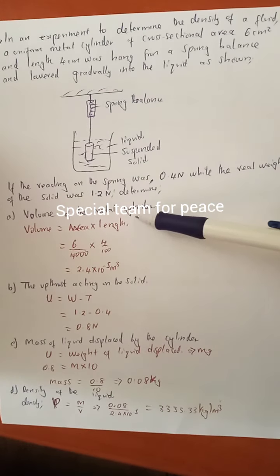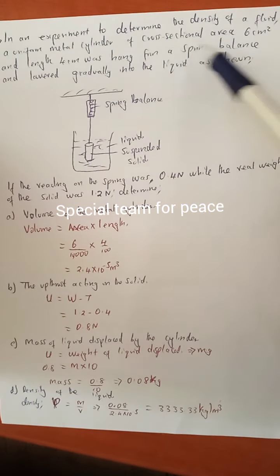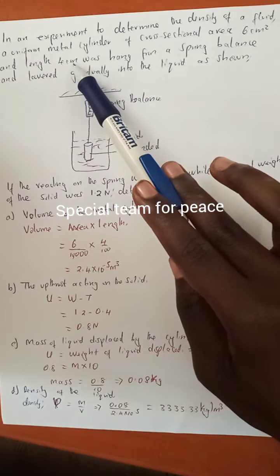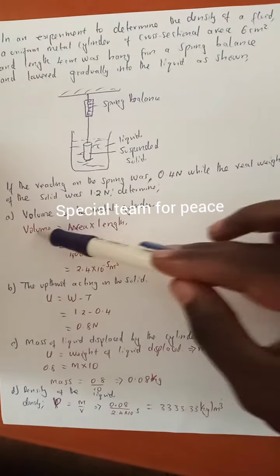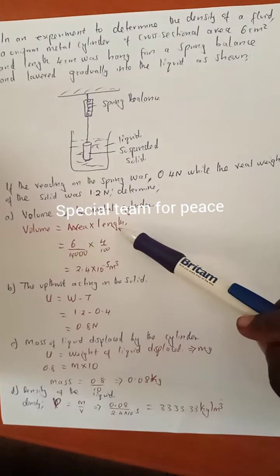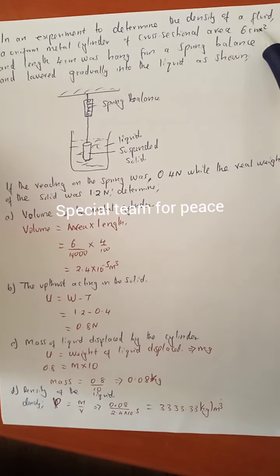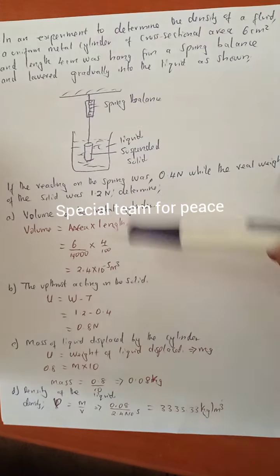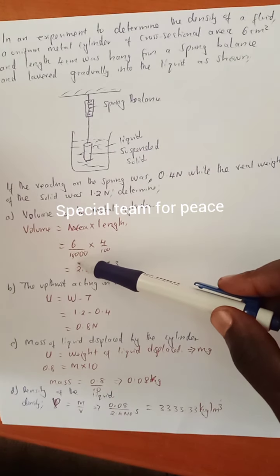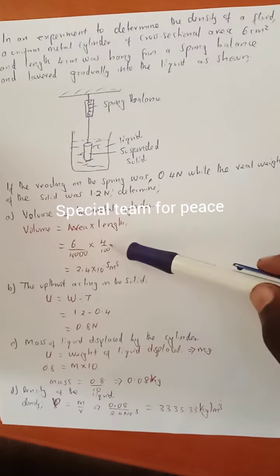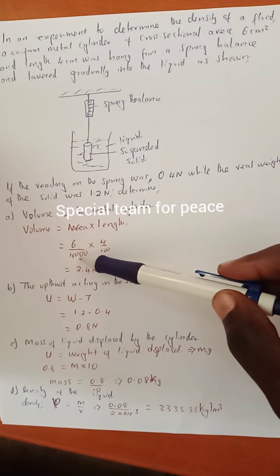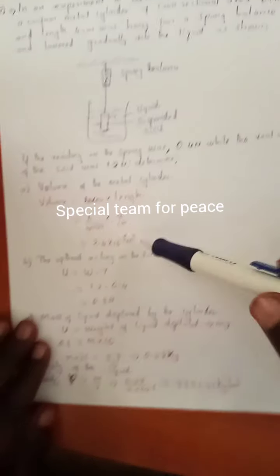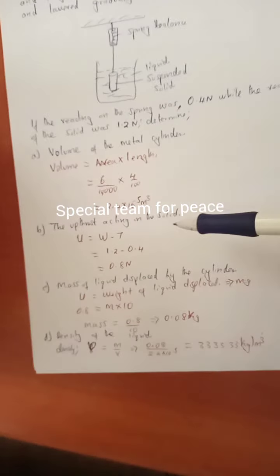Remember, volume of the metal cylinder is the volume of this cylinder. We have the cross-sectional area as 6 centimeters square, then we have its length as 4 centimeters. So we know that volume is given by the cross-sectional area times the length. The cross-sectional area is this one, so we convert to SI unit. Length is this one, we could also convert to SI unit. So volume to SI unit is divided by 1 million. Then cross-sectional area divided by 100 squared, then length divided by 100, giving us a volume of 2.4 times 10 raised to negative 5 cubic meters.